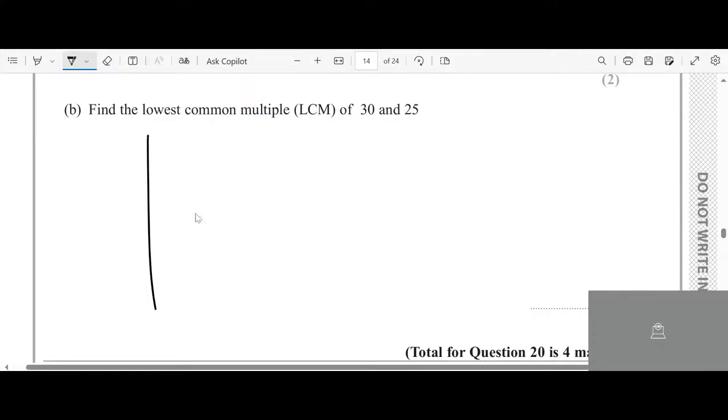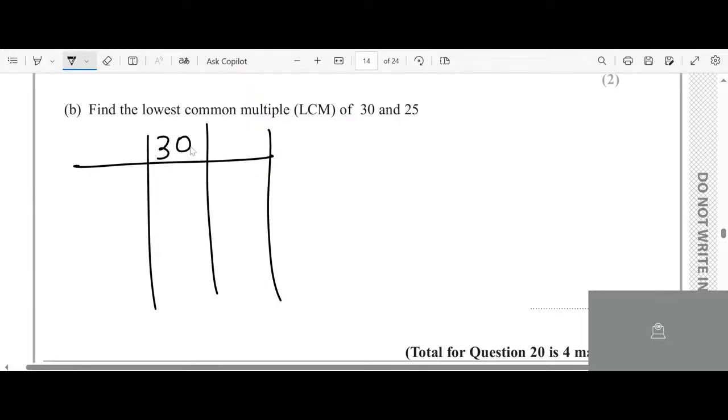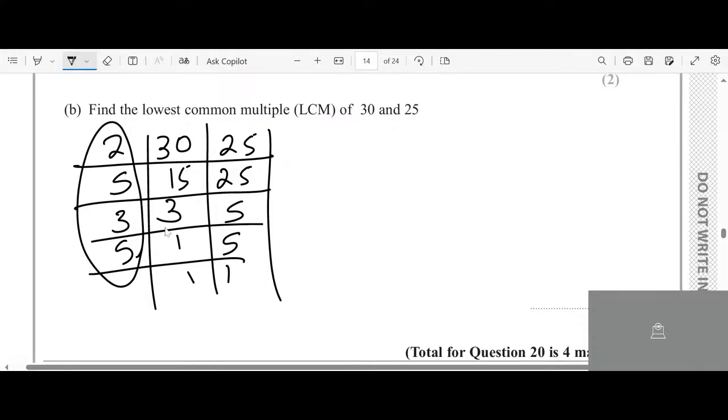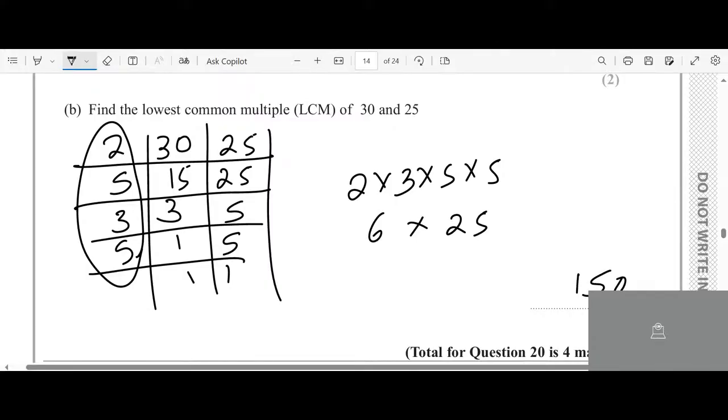So for this one, you can use 2 methods, the factor method or the Venn diagram. So 2 can divide 30 here that way, 5 divides here 3 times, and 5 here 5. Then we have 3 here 1 and 5 here. So we can just take these numbers and multiply them out: 2 times 3 times 5 times 5. 5 times 5 is 25, and here we have 6. Therefore, 25 times 6, we have 150 as the lowest common multiple.